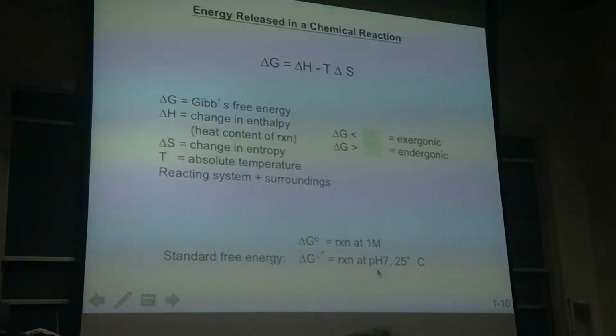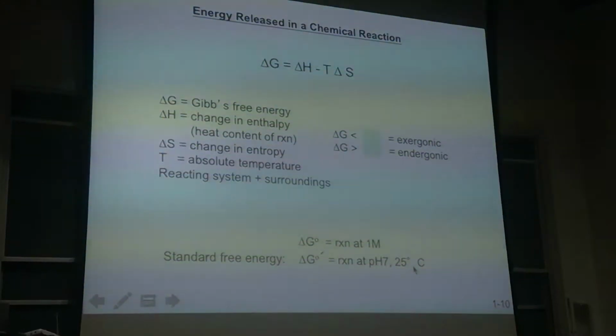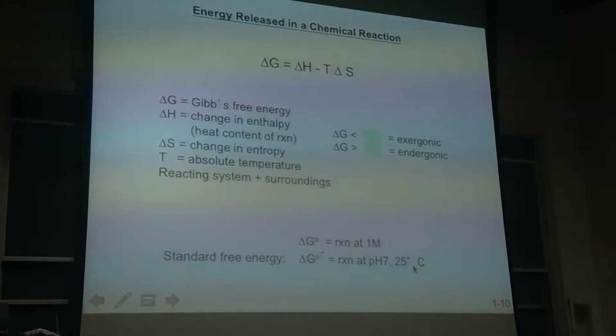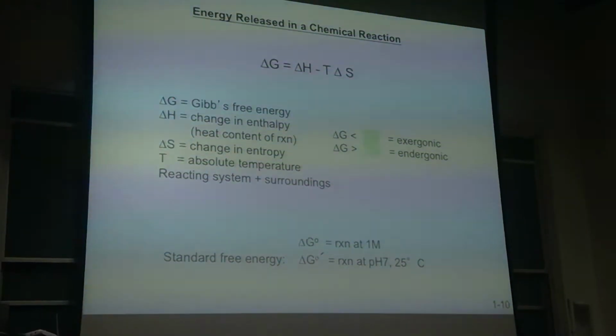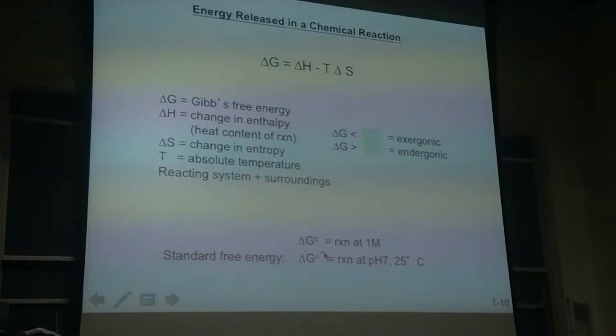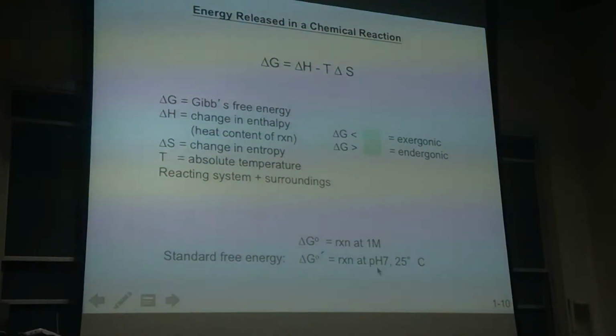So the reaction is always at pH 7 and at 25 degrees Celsius. Now, you might be looking at something that's not happening at pH 7 and not at 25 degrees Celsius, and then you need to adjust it. We're also going to learn more about what's assumed about the concentrations. So you always want to make sure that you're looking at the delta G prime, and you know that it's defined in this way. This is the way we're defining it across the world.